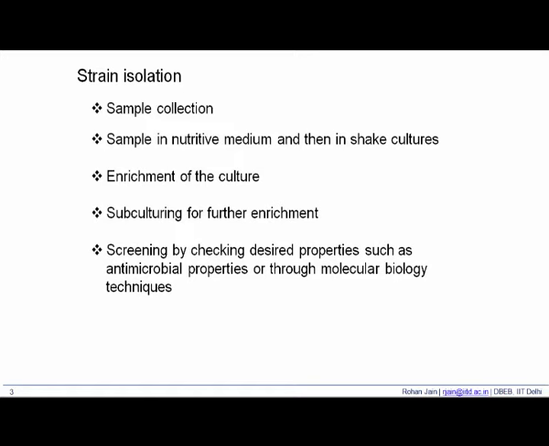Now, after you have subcultured it, what happens is that we have a microorganism that is quite rich, and that is what we want. Then we check it for the desired properties. So, for example, if you want it to produce antibiotics, we look for the antibiotic properties, or we look for molecular biology techniques, to see what kind of microorganism this is and whether it can produce or not.